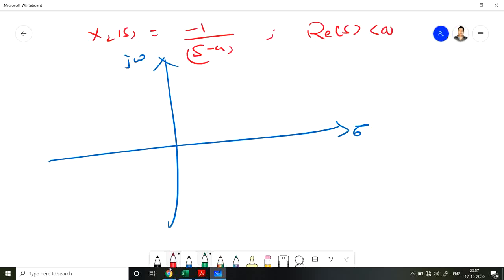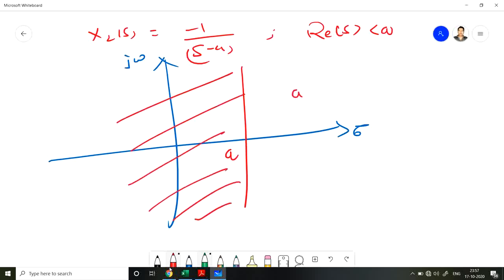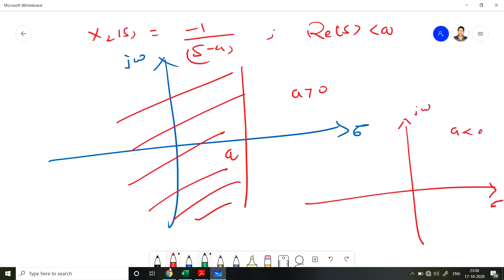Now if we consider a less than 0, a greater than 0, it means somewhere we have a here. So real part of s less than a means this is the ROC when a is greater than 0, and when a is less than 0, this is sigma, this is j omega, and when a is less than 0 means somewhere here we have a less than 0, then it is real part of s less than a. Now you can see that again the ROC is not containing any pole.